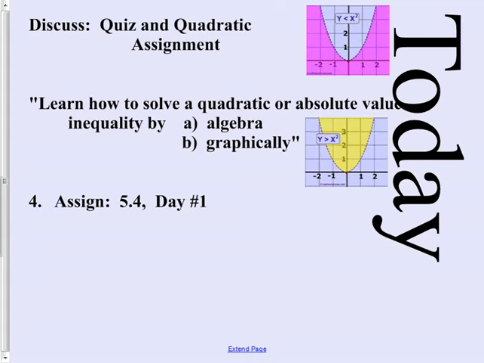Okay, it's 5.4, which is quadratic solving. Wait a minute, didn't we already do quadratics before? Didn't we do those yesterday? Can't you just use the quadratic formula to solve everything? You can solve it, but can you use the quadratic formula when you've got an inequality?